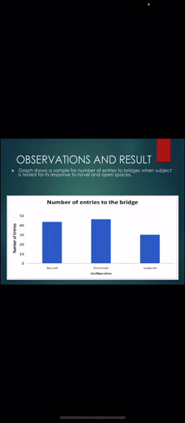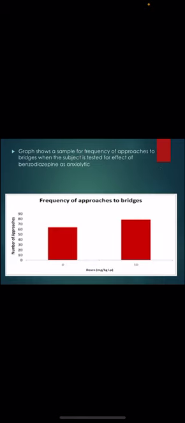In observation, we got a graph that shows a sample for number of entries to the bridges when the subject is tested for its response to the open spaces. It shows the number of entries in different arms, that is the raised, flattened, or the lowered arms to the bridges. Now this graph shows a sample of frequency of approaches to the bridges when the subject is tested for the effect of benzodiazepine as anxiolytic. When we give the dose of benzodiazepine, the number of approaches to the bridges increased.